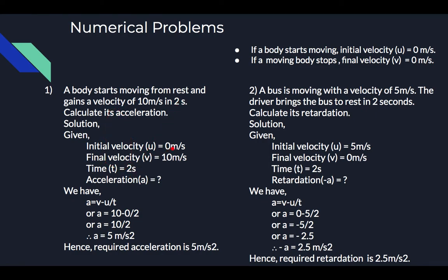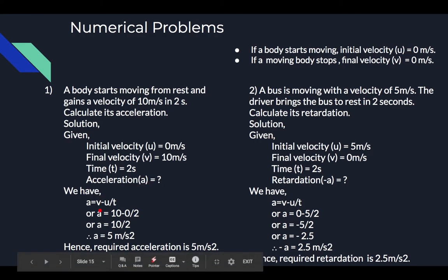So here velocity is increasing. It was 0 at the beginning, but later its velocity is 10. The question is asking what is the acceleration. So acceleration is equal to what? The formula of acceleration is a equal to (v minus u) by t, so a equals v value is 10, u value is 0, by time which is 2. So 10 minus 0 means 10 by 2, and 10 by 2 is 5. So the answer is the required acceleration is 5 meter per square second.